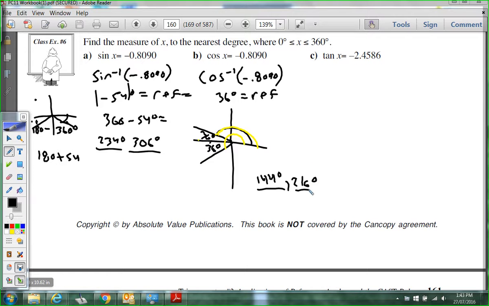All right, last but not least, tangent. So again, tan inverse on your calculator. Remember, you're solving tan equals negative 2.4586. We'll put that in. That one kicks out a reference angle of 68.